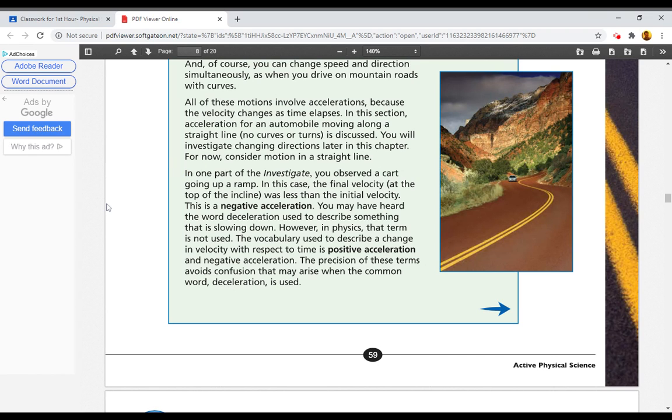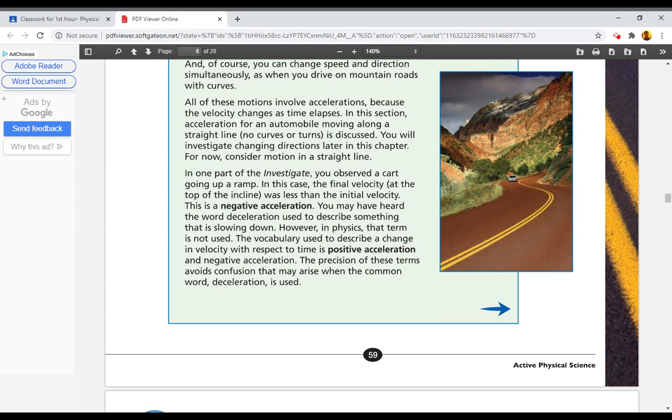In one part of the Investigate, you observed a cart going up a ramp. In this case, the final velocity at the top of the incline was less than the initial velocity. This is a negative acceleration. You may have heard the word deceleration used to describe something that is slowing down. However, in physics, that term is not used.